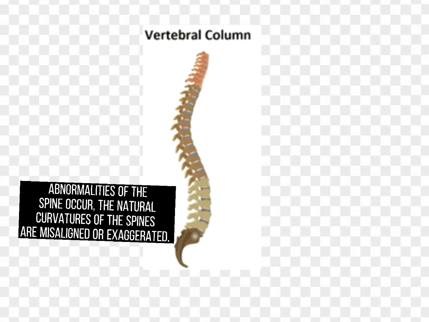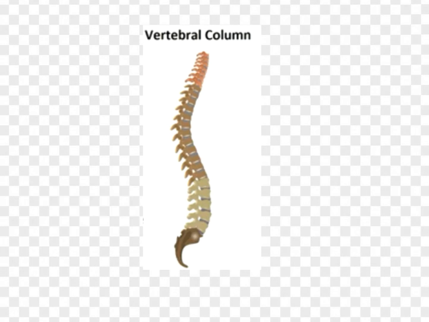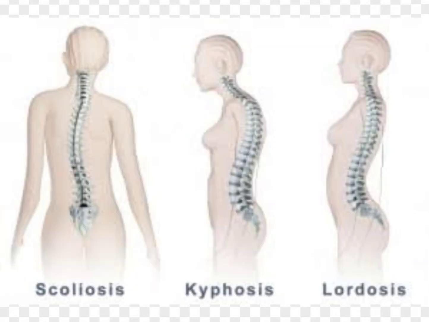When viewed from the back, the spine should run straight down the middle of the back. When abnormalities of the spine occur, the natural curvatures of the spine are misaligned or exaggerated in certain areas, as occurs with lordosis, kyphosis, and scoliosis. These three refer to the abnormal curves of the vertebral column.